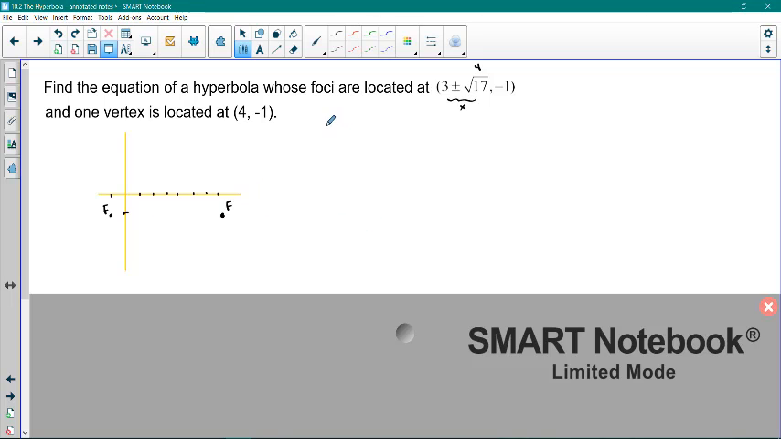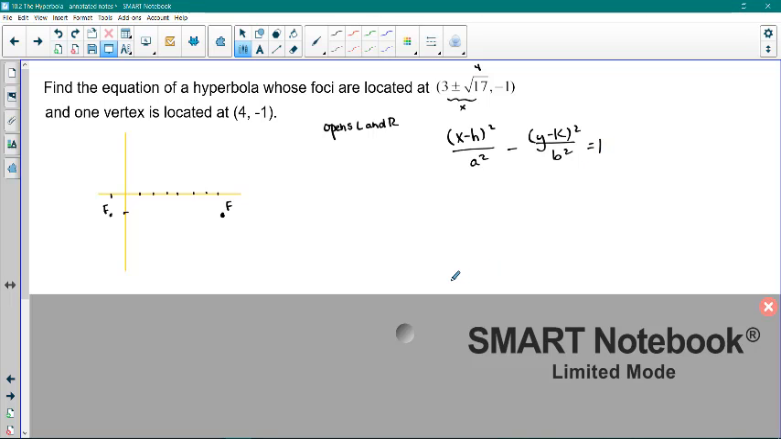I know that this opens left and right. It has to. If my foci are to the left and right of some location, then the hyperbola opens that way. Well, that sets me up for x being the positive term. So I know this is the template into which I'm trying to fill in my information.